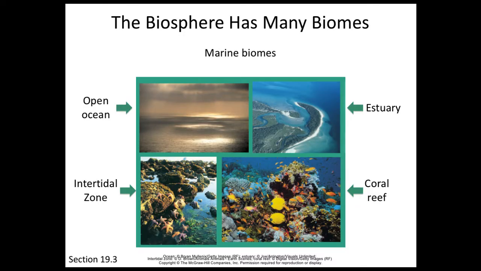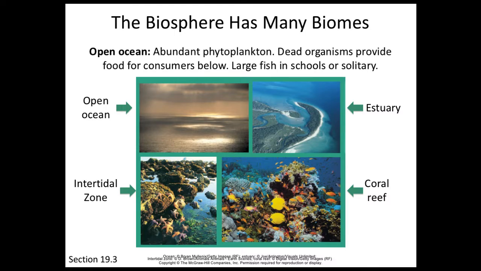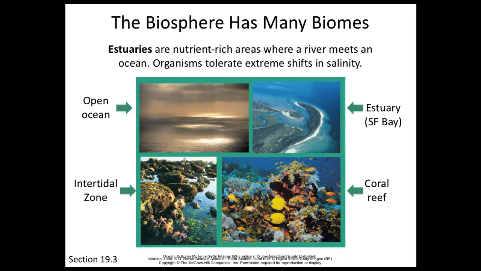Marine biomes are those ocean biomes, and it includes 4 distinct types. The first is called open ocean. Open ocean has abundant phytoplankton at the base of the food web. Dead organisms provide food for many of the consumers below. We find large fish that either school, which means they all swim together for protection, or they're large solitary fish on the endless quest for finding food in the open ocean.